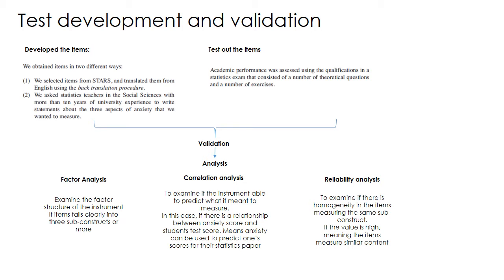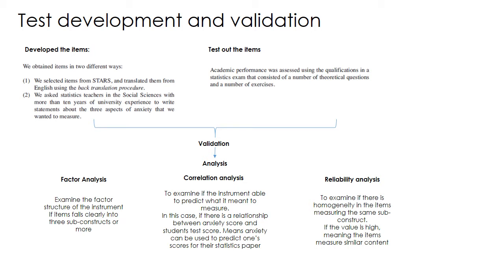Then once they have developed the items, they test it out. When they wanted to test it out, they also measured students' academic performance in addition to testing the items. Using all this information, they did the validation. Validation in test development means that they are conducting multiple analyses to find evidence to support that this instrument is good. So, this is like developing a project or an idea.